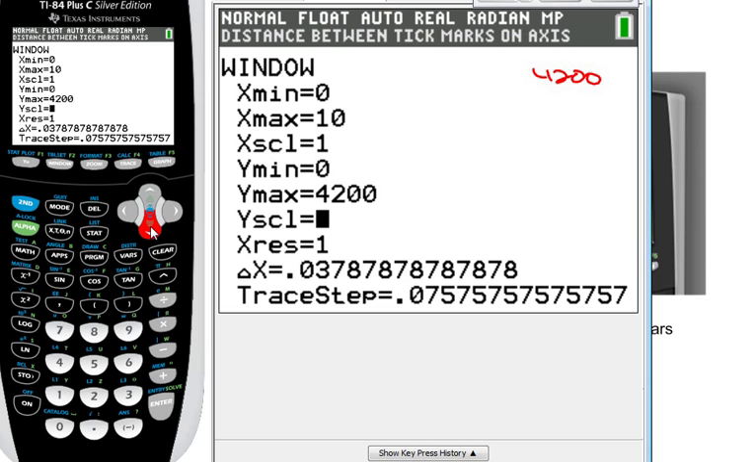I have a big jump of values here between 0 and 4,200. So we want to make sure we count by something big. I'm just going to change that to 500. So the calculator is actually doing tick marks, counting by 500 in there. And then it'll be a little easier for the calculator to figure out how to graph this. All right, so we have our window set. We're fine. Go ahead and hit your graph button.